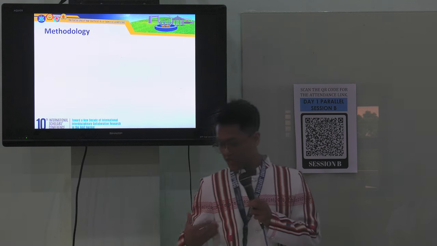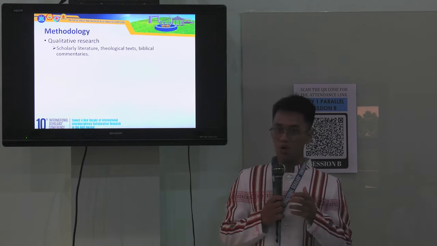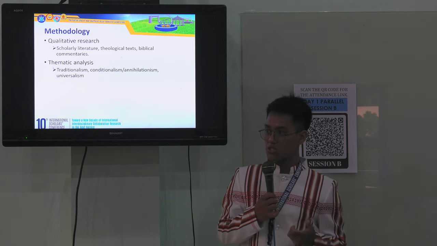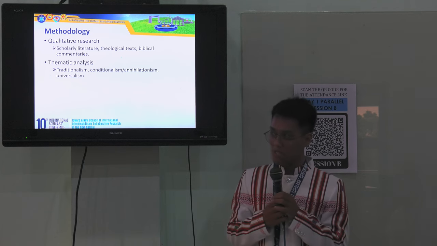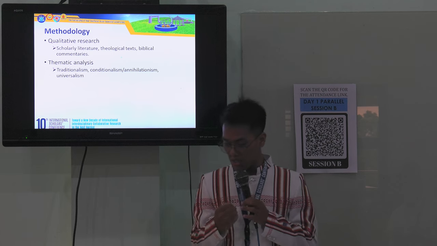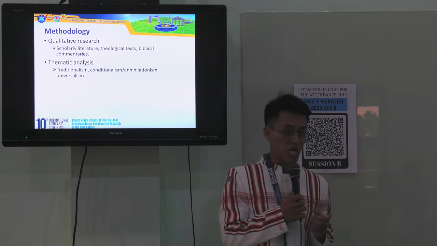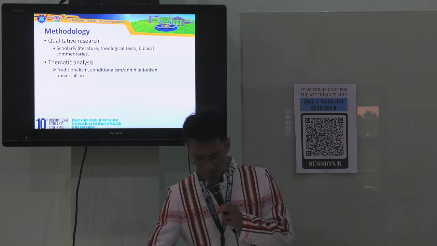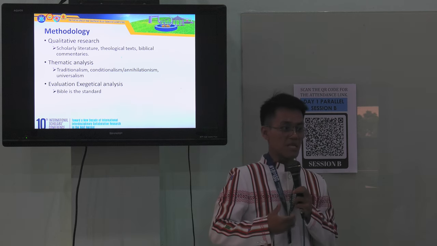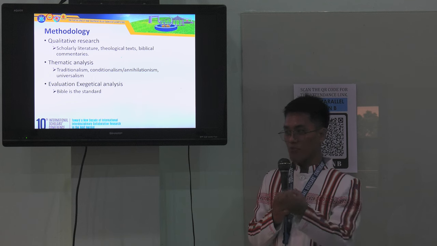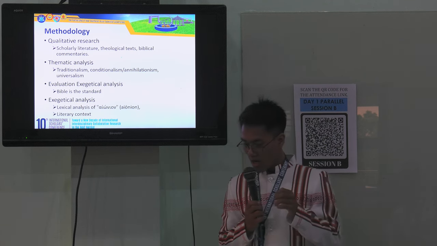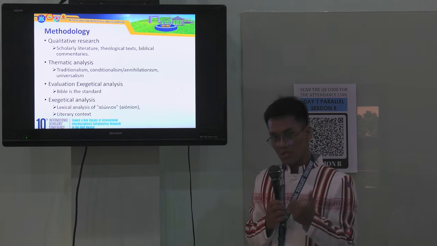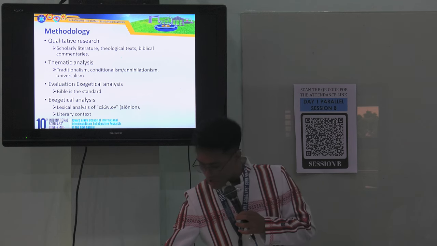To achieve this objective, our study employs qualitative research methods, gathering and analyzing data from various sources such as scholarly literature, theological texts, and Bible commentaries. Through thematic analysis, I categorize the diverse interpretations into three main viewpoints: traditionalism, conditionalism, and universalism. Each viewpoint is then evaluated through the lens of biblical evidence, and a brief exegetical study focusing on the word aionios will be conducted to determine which viewpoint aligns most consistently with the teaching of the Bible. So let us start with traditionalism.